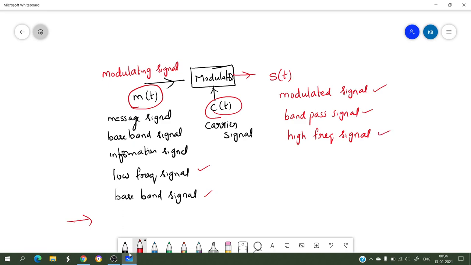There are several definitions for this modulation. Now in the next lecture we will see what are the different types of modulations, and we will study about amplitude modulation technique. I hope you will understand this lecture.